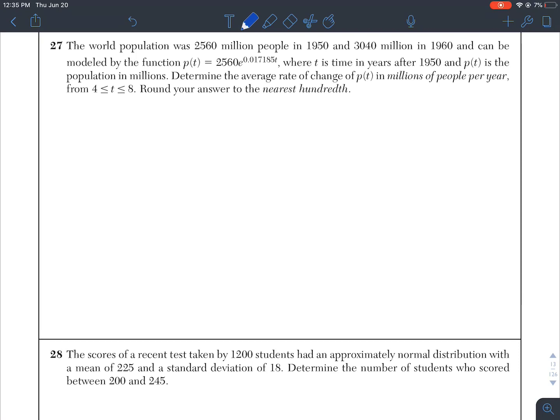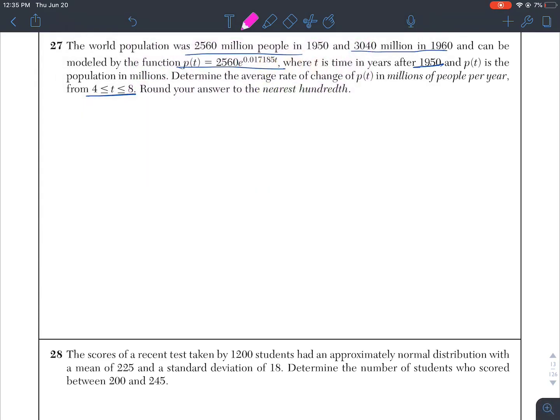All right, for problem 27, the world population was 12,560 million people in 1950 and 3,040 million people in 1960, and can be modeled using this function, where t is the time in years after 1950 and p of t is the population in millions. Determine the average rate of change, p of t, in millions of people per year from this to this.